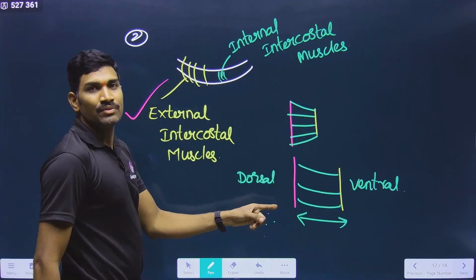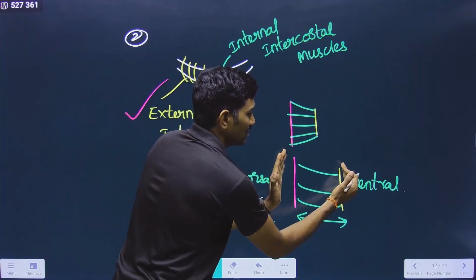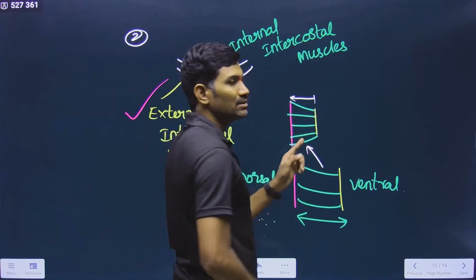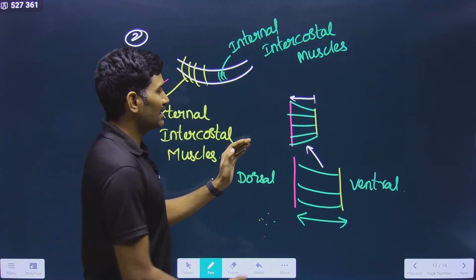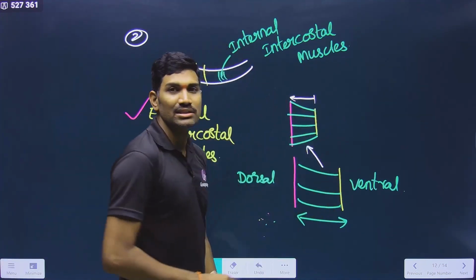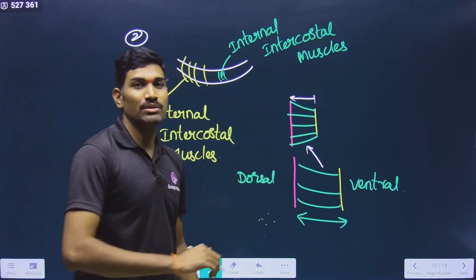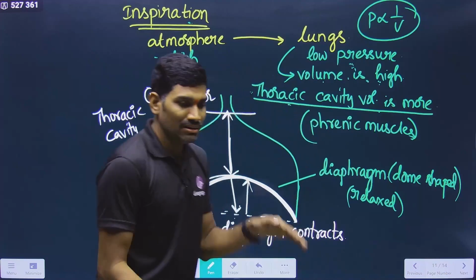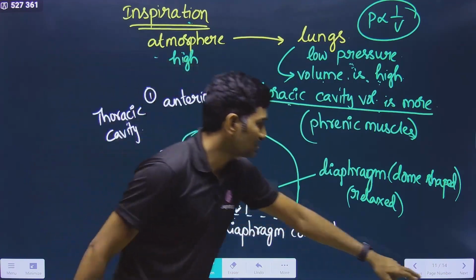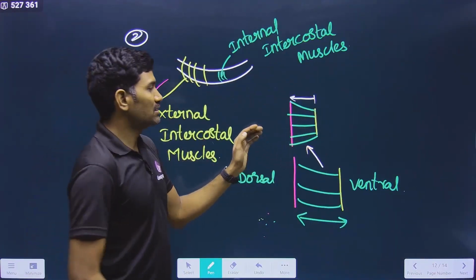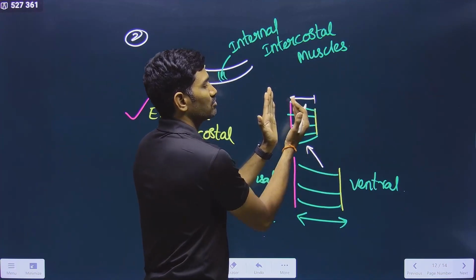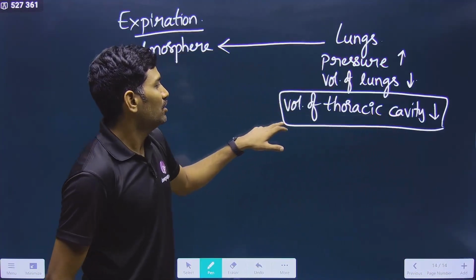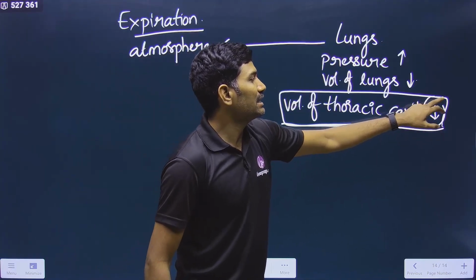Next, the external intercostal muscles will relax, so again they come back to the original relaxed condition. In the relaxed condition, volume decreases. So in both cases, volume decreases. Here, the phrenic muscles of the diaphragm relax, so anteroposteriorly volume decreases. And here, external intercostal muscles relax, so dorsoventrally also volume decreases. So what happens to the overall volume of the thoracic cavity? It decreased.